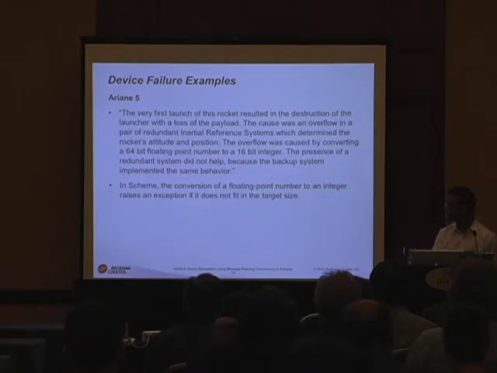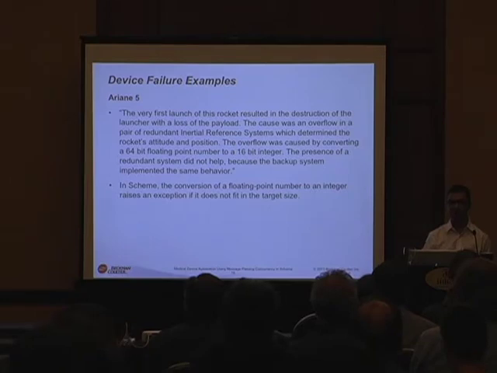Another example is Ariane 5. This was a rocket launcher where the whole launch pad was destroyed and so was the payload. And the reason was that there was an overflow when they tried to convert from a 64-bit float into a 16-bit integer. And we wouldn't have this sort of a problem in Scheme because in Scheme, the conversions preserve information, and if it cannot, then it raises an exception.